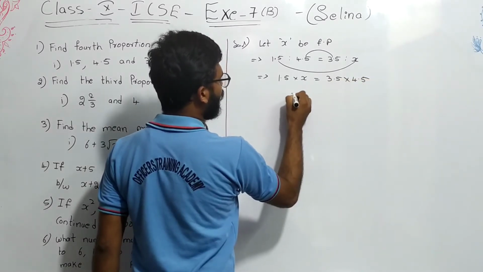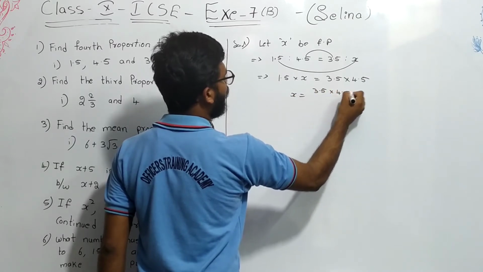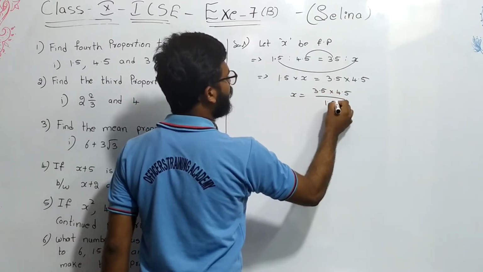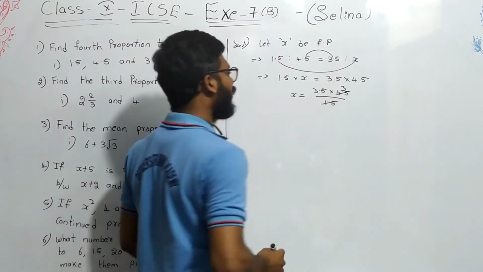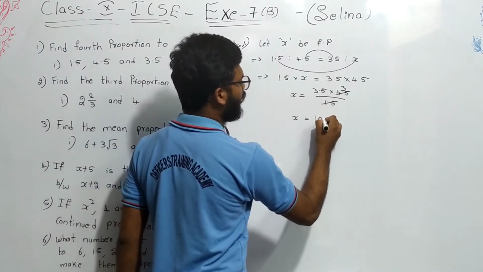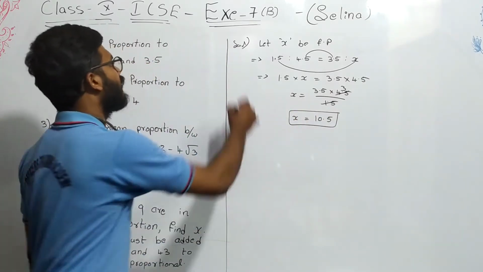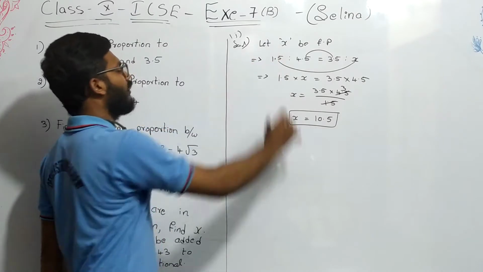So you want x, right? So x is equal to 3.5 into 4.5 by 1.5, so 15 by 3, so it is 1.5 into 3. So x is equal to 10.5. This is for the first problem.